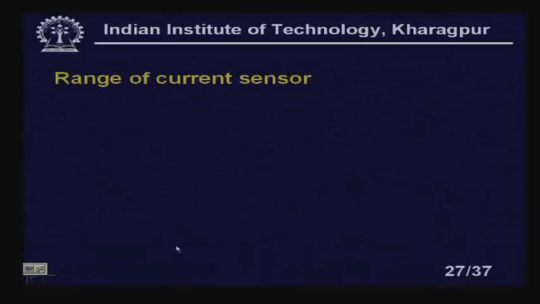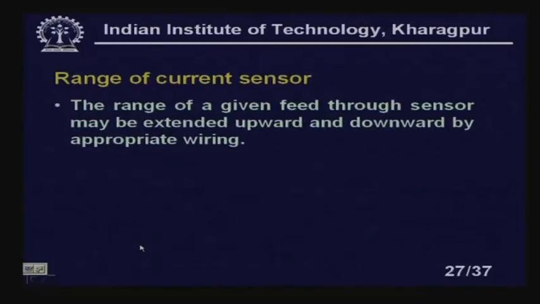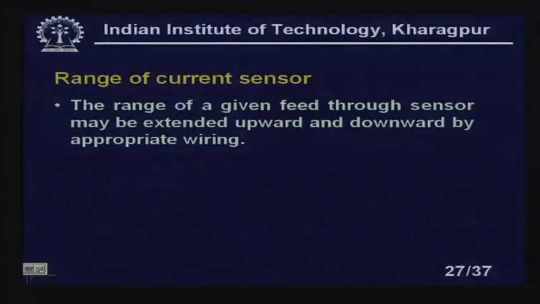The range of the current sensor. The range of a given feed-through sensor may be extended upward and downward by appropriate wiring. So by wiring, I can make it larger and smaller.